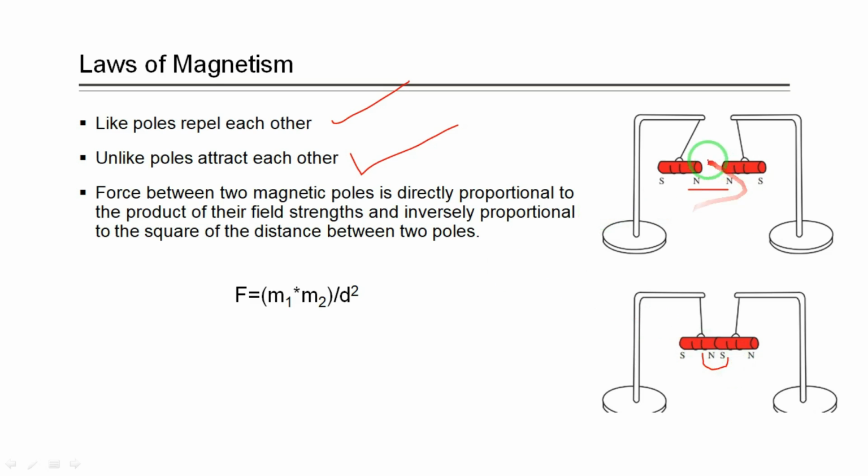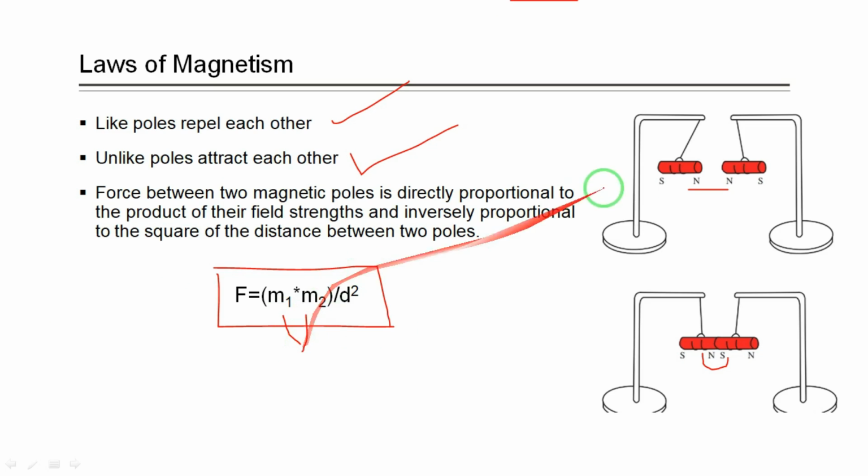Now the formula for this reaction: there is a force between two magnetic poles. This force is directly proportional to the product of the magnetic field strengths. I wrote a formula here: F is equal to m1 m2 by d square, where m1 and m2 are the field strengths of the magnet poles. So there are two magnets here.